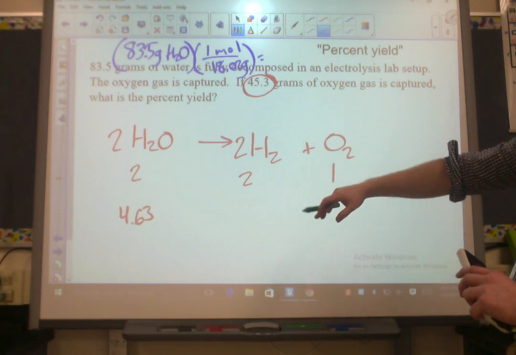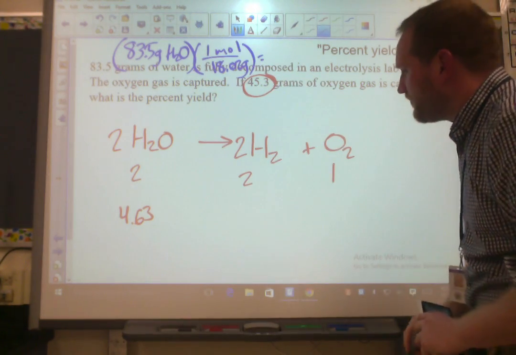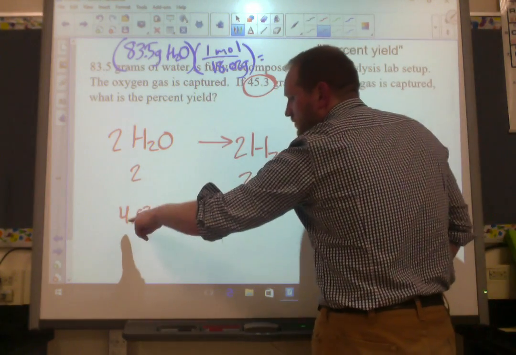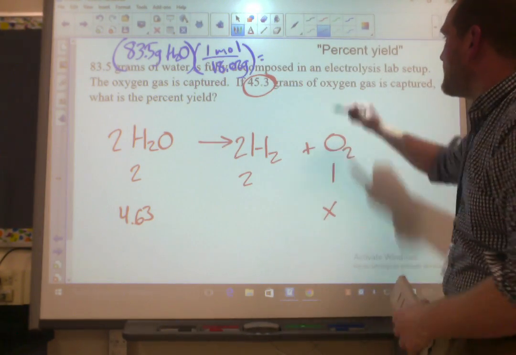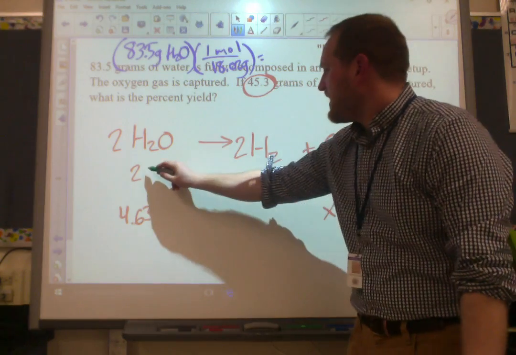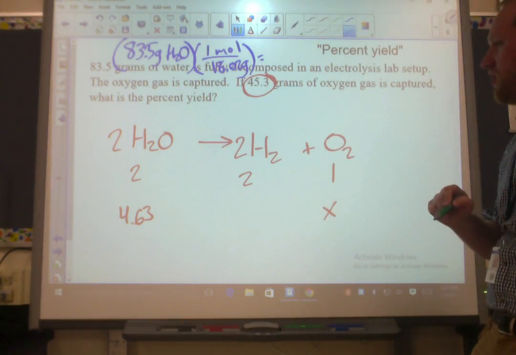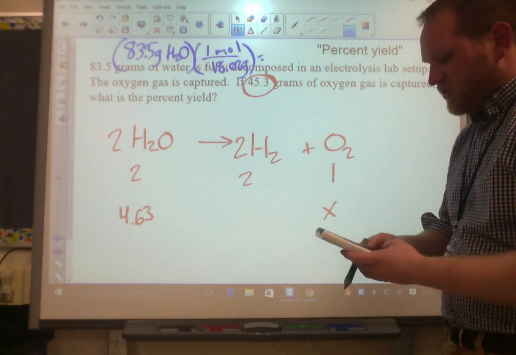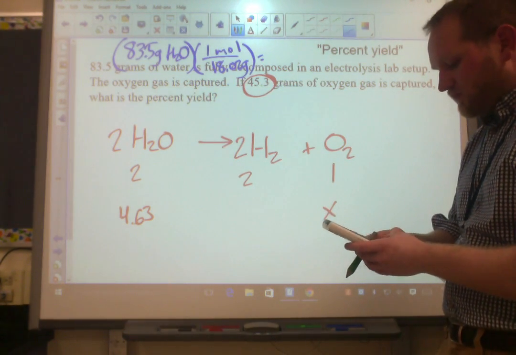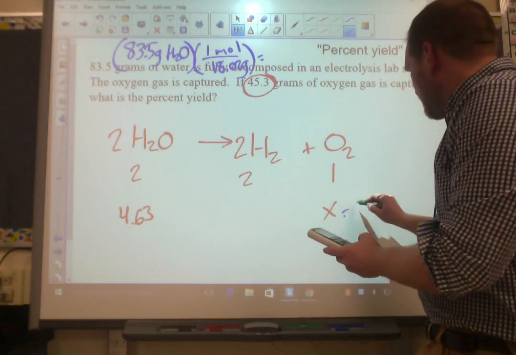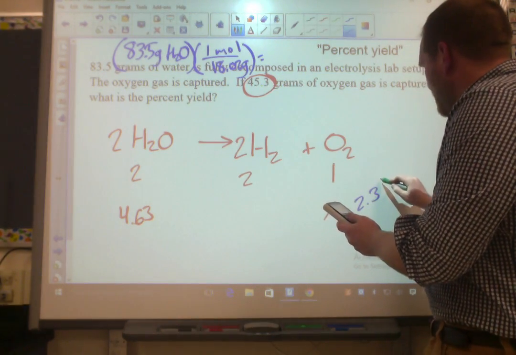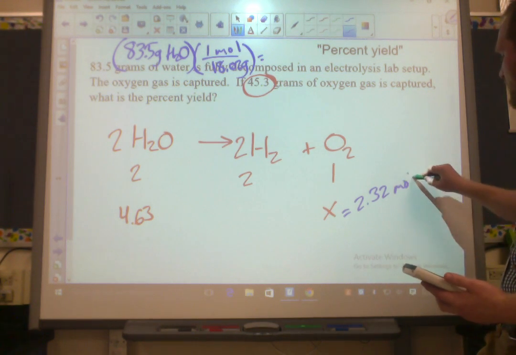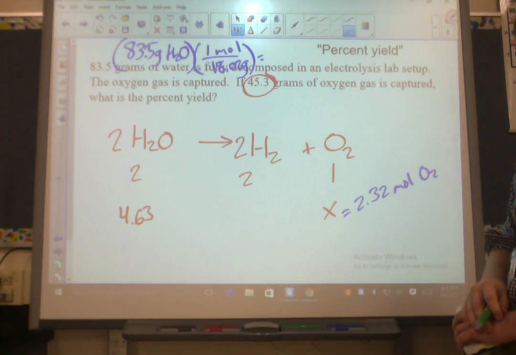All right, well, I'm looking for how much oxygen. It gives no mention of hydrogen. I don't care about hydrogen. I'm going to leave that alone. Now, you can work this out in 2 ways. So here's my x. You can work it out by saying 2 over this equals 1 over x. But I'd say it's easier to just look at the mole ratio. It's a 2 to 1 mole ratio. So you're going to get half as much. So let's divide that by 2 to get half as much. So 4.63 divided by 2 gives me 2.315. I'll call it 2.32 for sig figs. That's how many moles of O2 are going to form.